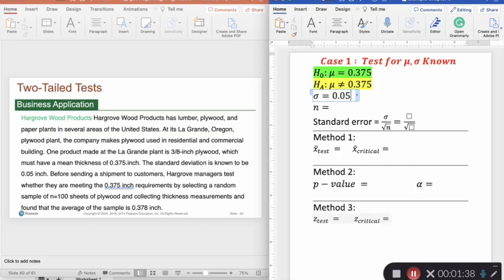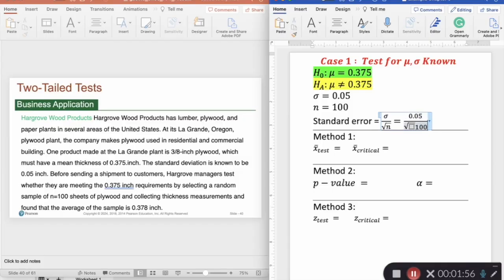Standard deviation is 0.05, the n is 100. Standard deviation is known, so we are going to use the z-test, right? Also, let's find the standard error because we're going to use it. So the standard error is going to be 0.05 divided by the square root of 100, which is basically 0.005, right?